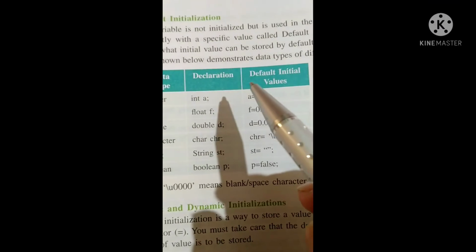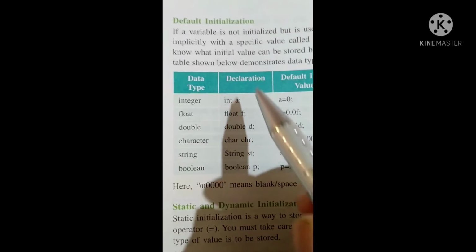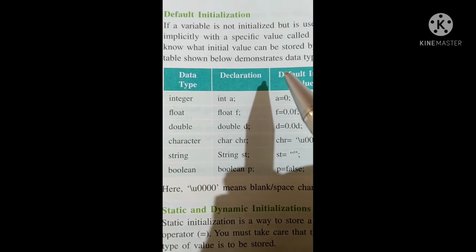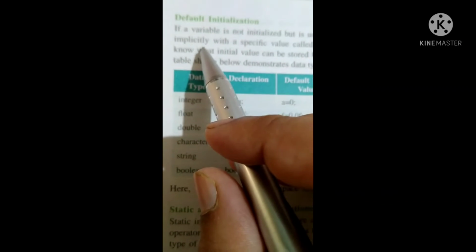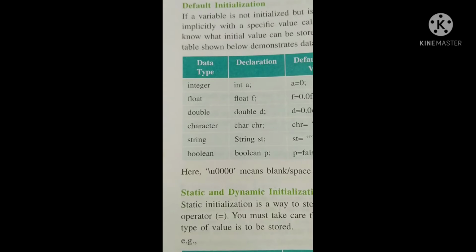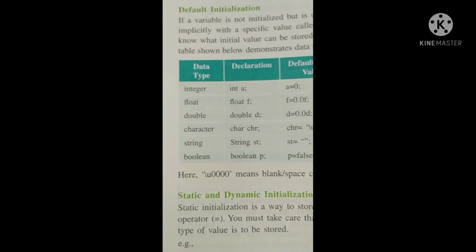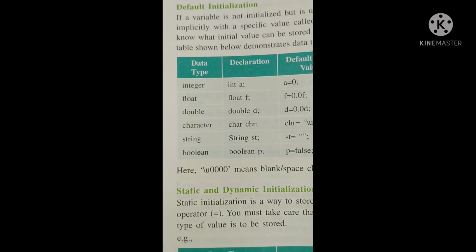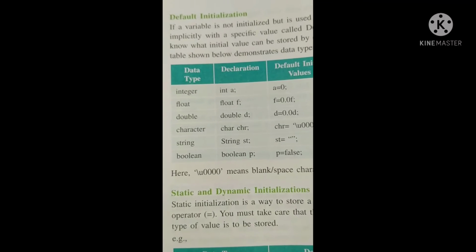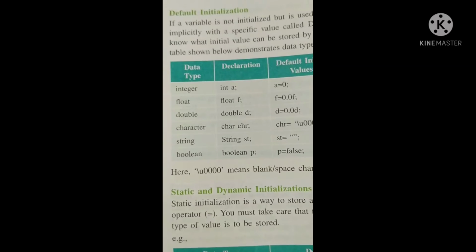So it is good practice to initialize the value of the variable. Implicit means at the time of declaration of a variable you are giving the value, and explicit means you are not giving the value at the time of declaration, you will give the value at the time of execution of the program.